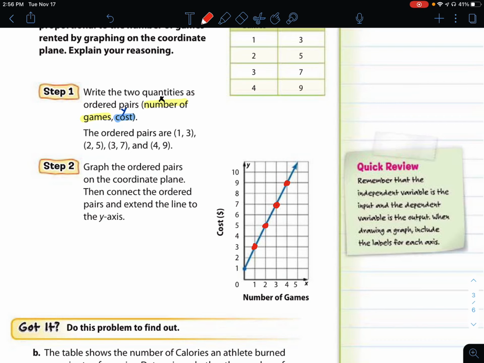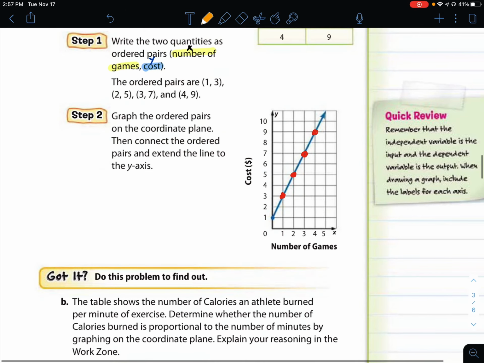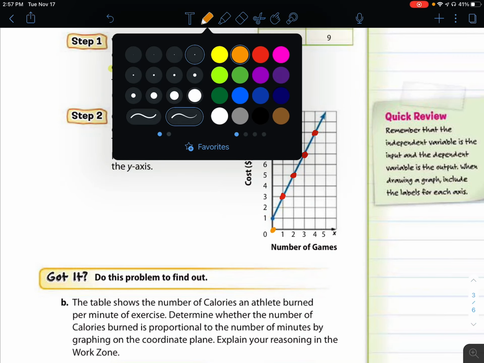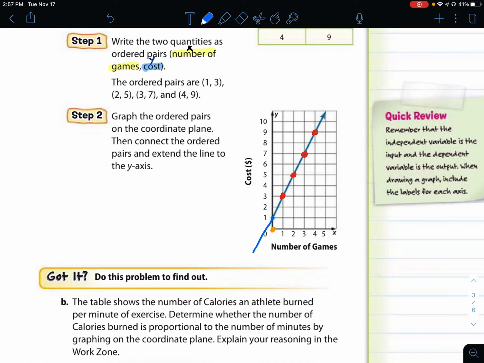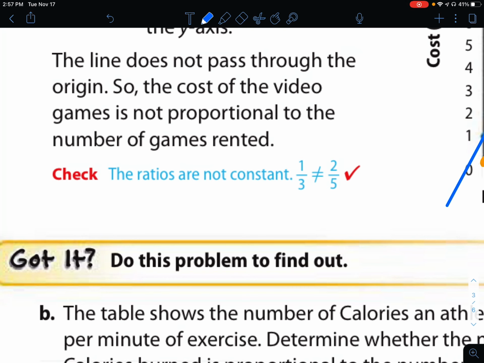Now you notice if I connect the dots, it will form a straight line, but the problem is it will not go through the origin. Remember, this is our origin right here. It does not go through our origin. If I extend that blue line right here, it's not going to go through our origin. What does that mean? If it does not go through our origin, that means it's not proportional. So the line does not pass through the origin, so the cost of the video games is not proportional to the number of games rented.